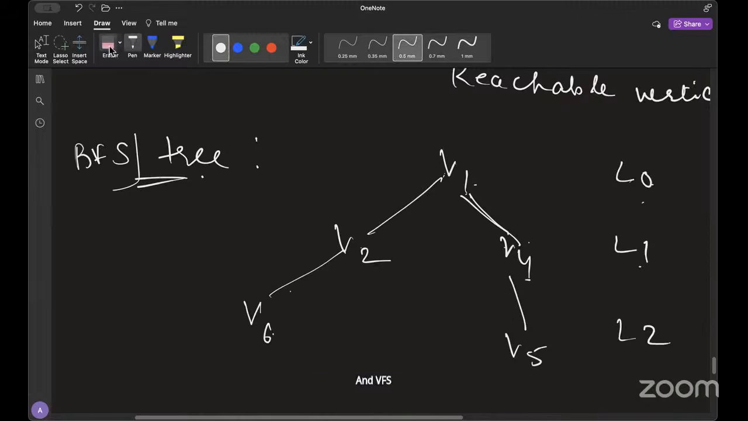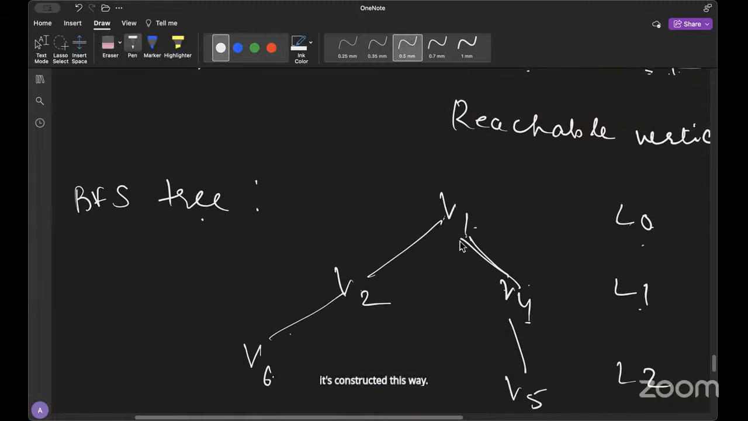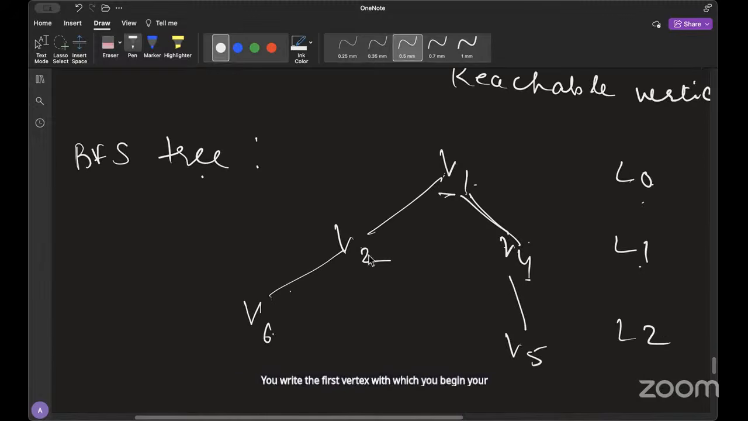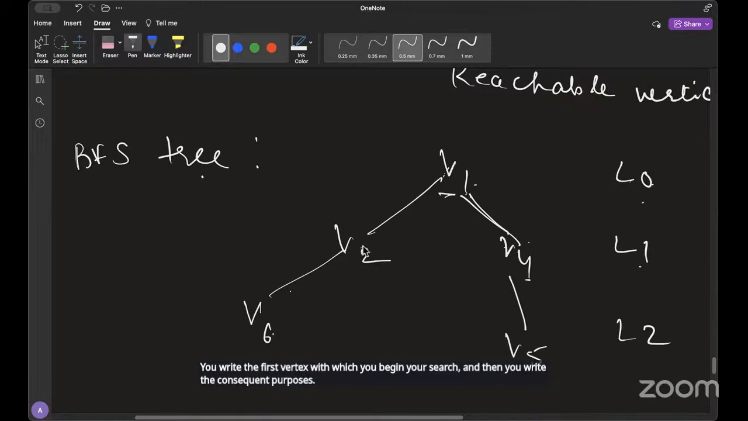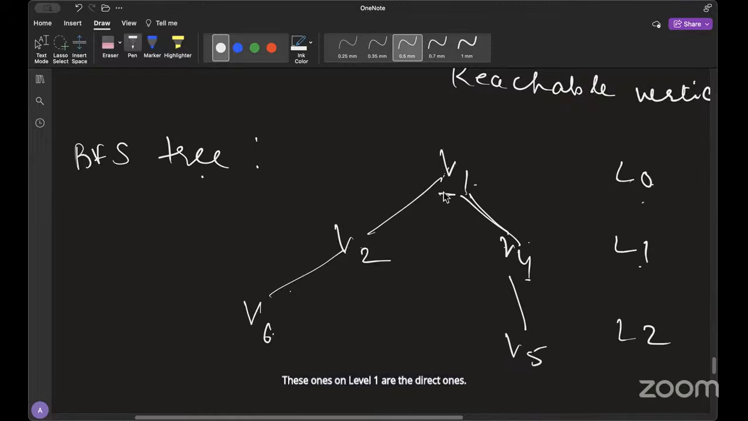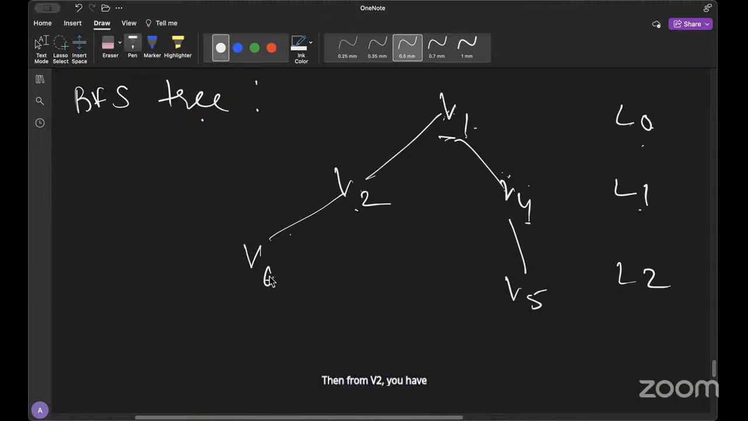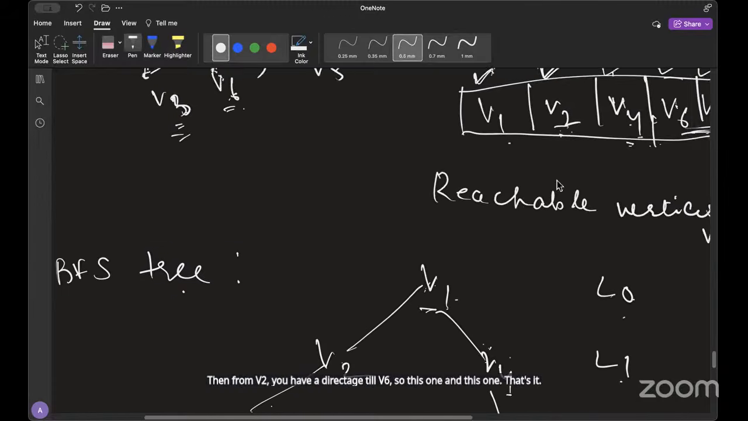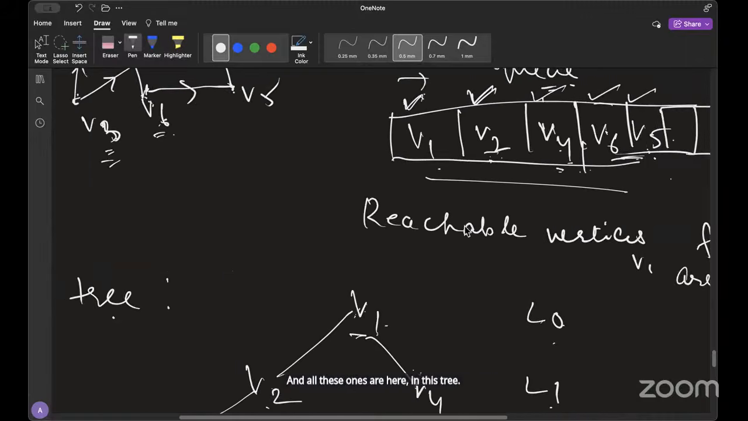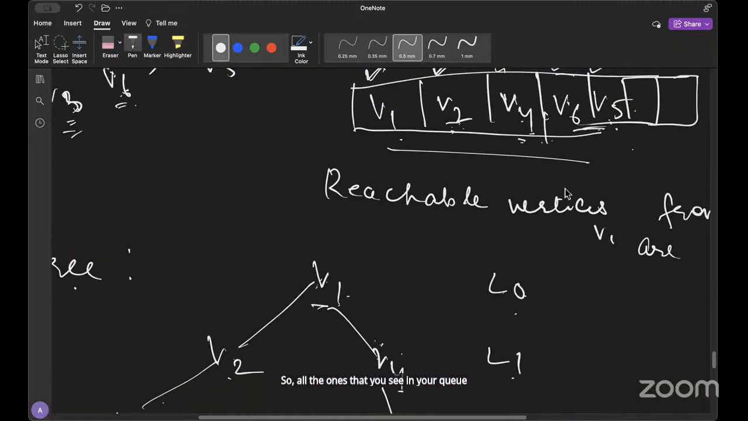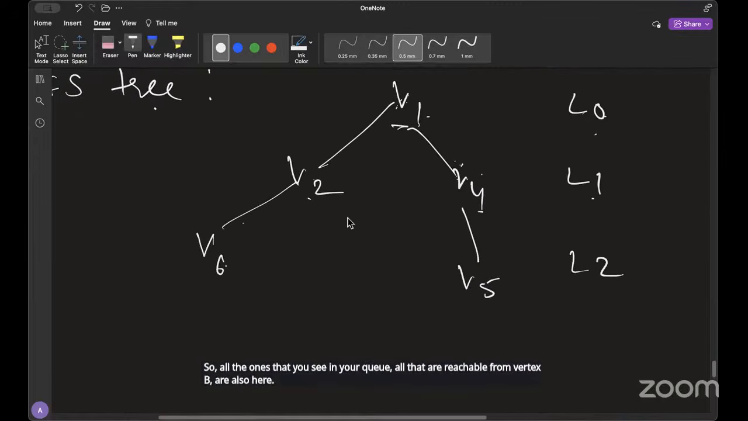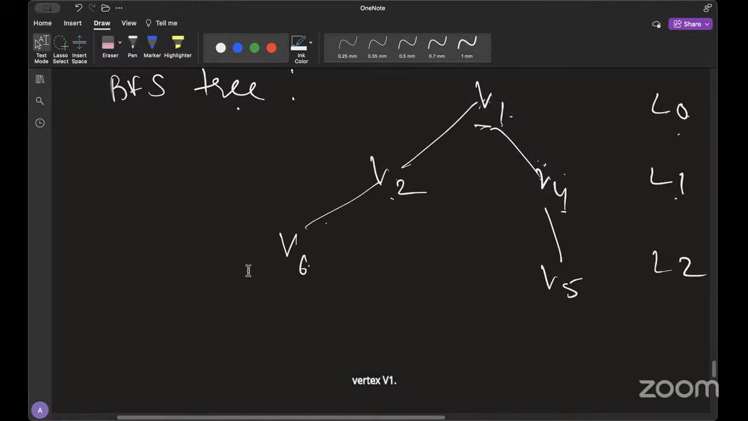And for a BFS tree, by the way, you don't even have to get into the details of trees. A BFS tree is constructed this way. You write the first vertex with which you begin your search, and then you write the consequent vertices. These ones on level 1 are the direct ones. If there's a direct edge from V1 to V2, you'll have this. Then from V2, you have a direct edge to V6. So this one and this one, that's it. And all these ones are here in this tree. So all the ones that you see in your queue or that are reachable from vertex V1 are also here. Is the BFS tree clear?